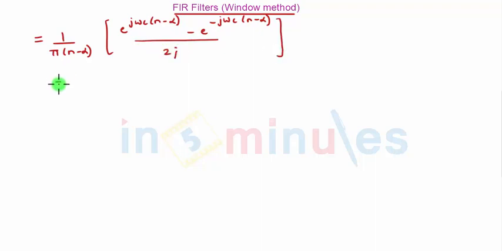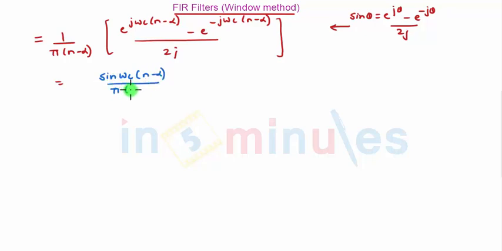Using the sin theta formula, that is, sin theta is equal to e raised to j theta minus e raised to minus j theta upon 2j, it is very similar. So finally we get sin of omega c into n minus alpha divided by pi into n minus alpha. It is valid for all values of n except when n is equal to alpha. When n is equal to alpha, hd of n becomes a 0 by 0 term, which is indeterminate.